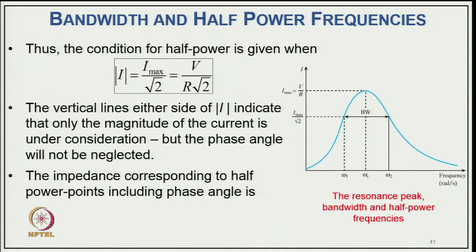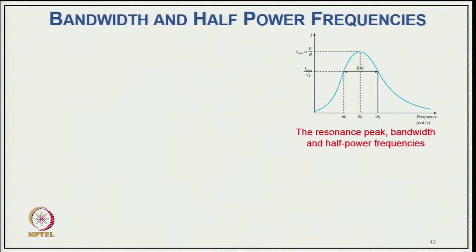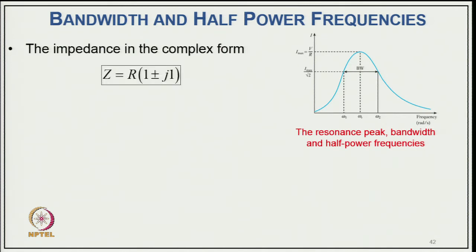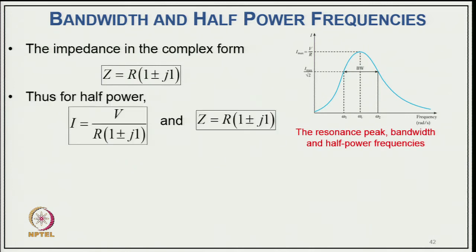So, the impedance corresponding to the half-power point including the phase angle is Z equal to R root 2 at an angle of plus or minus 45 degrees. One side it will be inductive, and the other side capacitive; so, on one side the angle will be negative, and on the other side positive. Now, typically the impedance in complex form is Z equal to R(1 plus or minus j1) at the half-power point, and thus the half-power current I equals V upon R(1 plus or minus j1), and Z equal to R into (1 plus or minus j1).